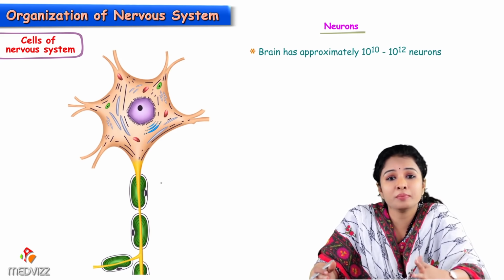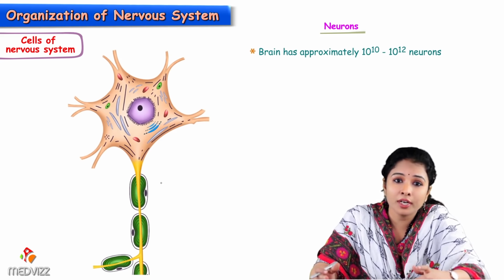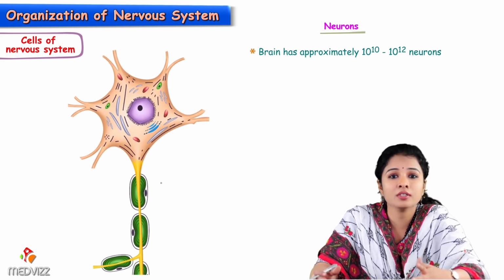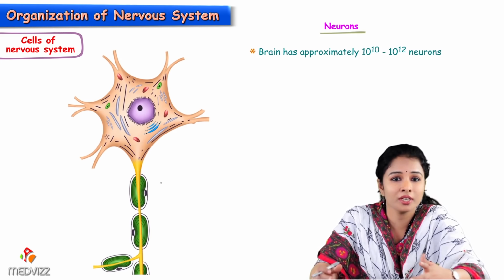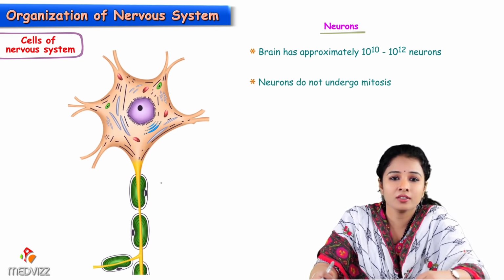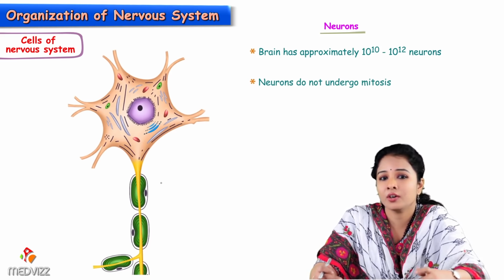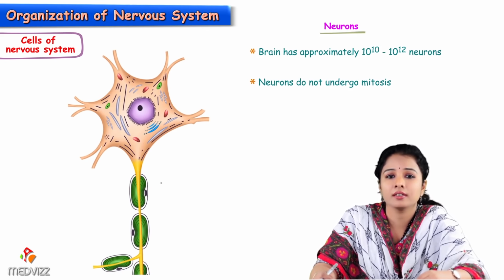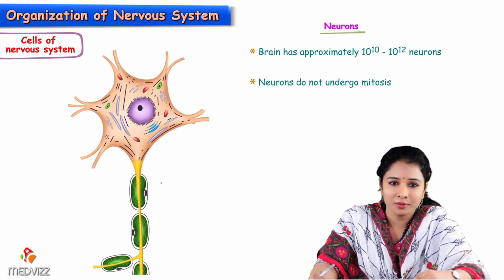There are approximately 10 to the power of 10 to 10 to the power of 12 neurons in our human brain. So many neurons are there, and these neurons do not undergo mitosis after birth. So, they won't undergo cell division. The number of neurons is fixed after birth till death.